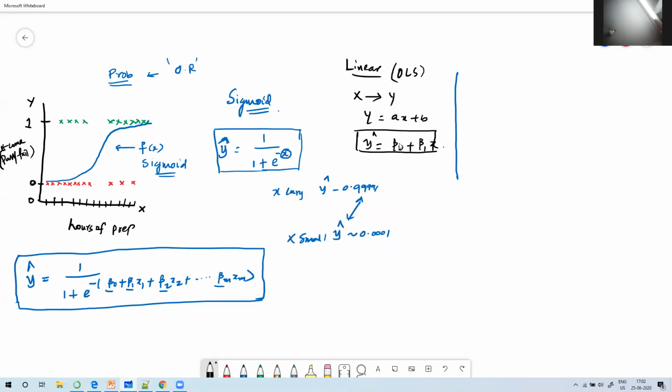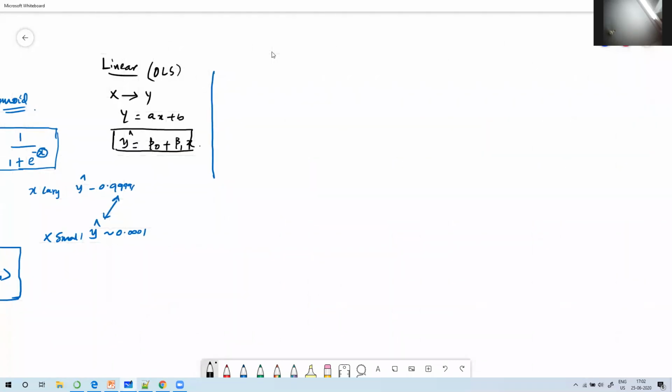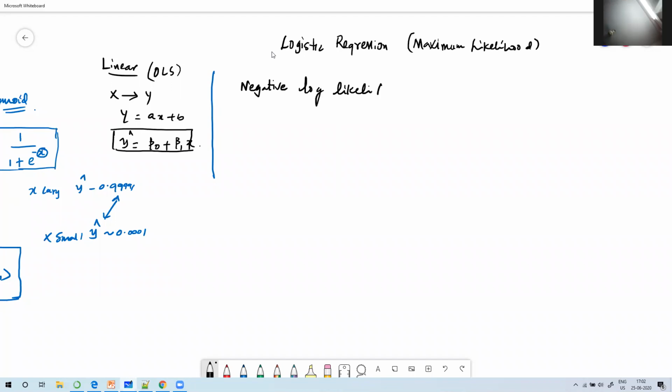So instead of using ordinary least squares in logistic regression, we use another cost function that is called maximum likelihood, and a modified version of it we call negative log likelihood. So if someone asks, hey, what's the cost function that we use in logistic regression? The cost function is negative log likelihood.